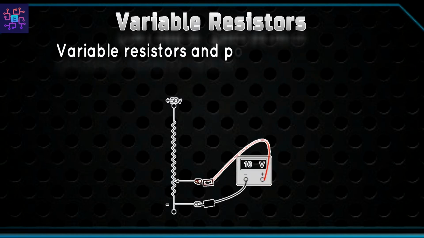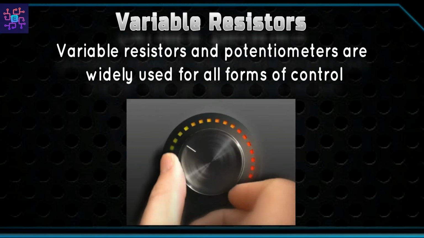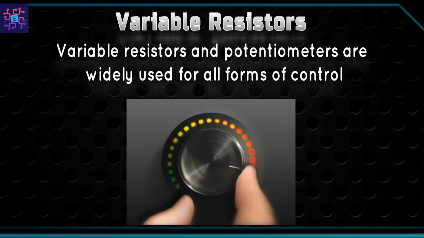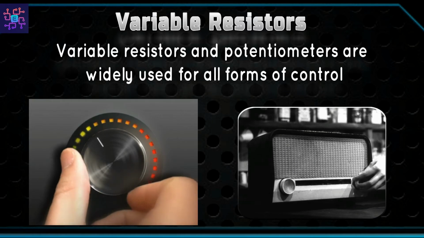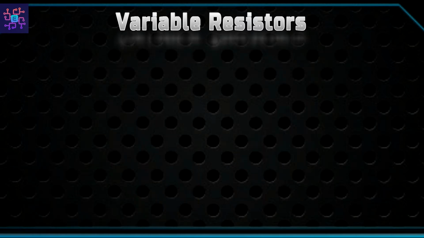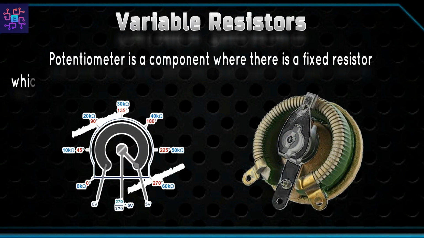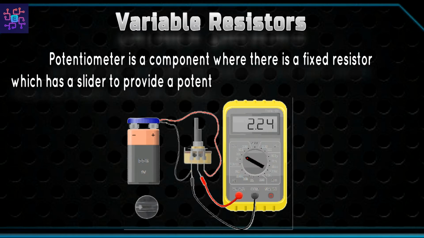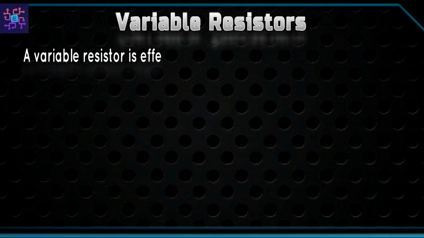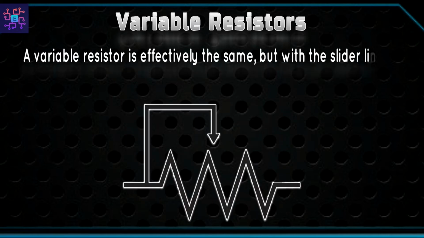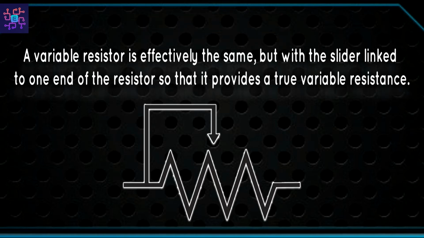Variable resistors and potentiometers are widely used for all forms of control, everything from volume controls on radios and sliders in audio mixers to a host of areas where a variable resistance is required. A potentiometer, interestingly, is a component where there is a fixed resistor which has a slider to provide a potential division from the voltage at the top. A variable resistor is effectively the same, but with the slider linked to one end of the resistor so that it provides a true variable resistance.